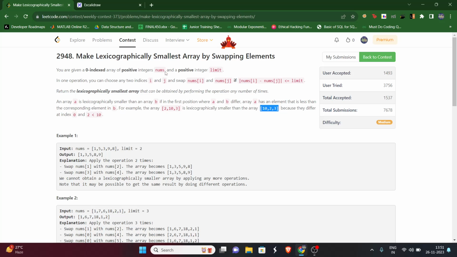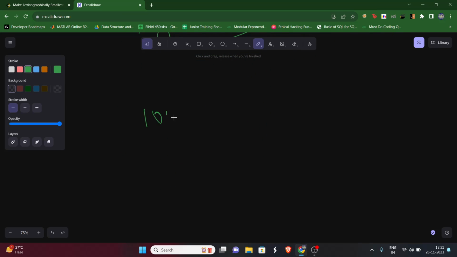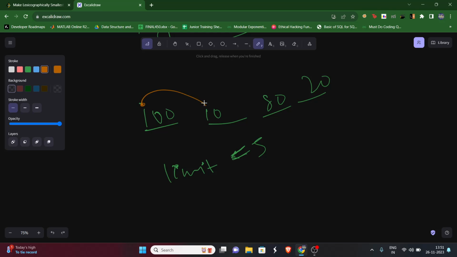So now, if you see, we have a limit over here, that we can only swap if the difference is less than or equal to the limit. So what does that mean? Let's say we have 100, 10, 80, and 20, and I am saying that the limit is 5. What does that mean? If the limit is 5, then we cannot swap any two numbers. Why? Because if we select 100, there is no number whose difference from it is less than or equal to 5. No, but let's say the limit is 10.